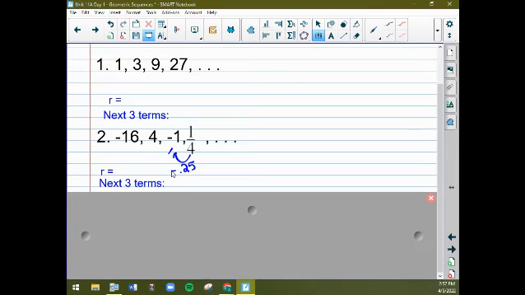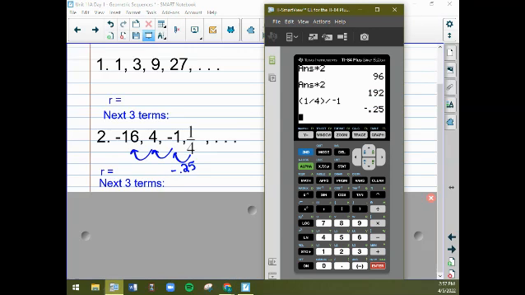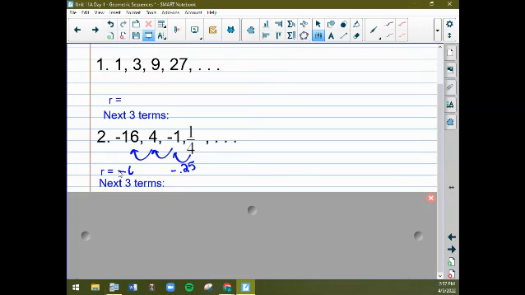Okay, now I have to make sure that that is consistent when I divide through the rest of my sequence. So then I do -1 divided by 4, and I get -0.25. And then I go again, 4 divided by -16, and I get -0.25. Okay, so that is consistent, which means my R is -0.25.